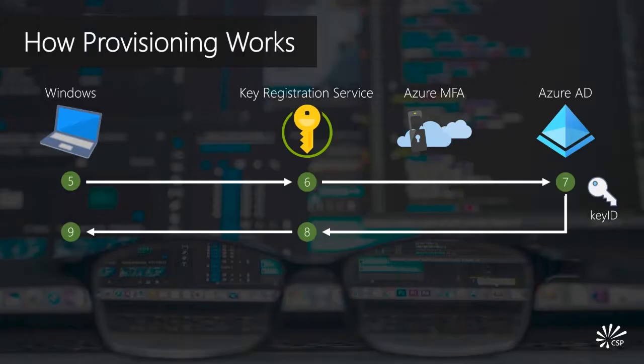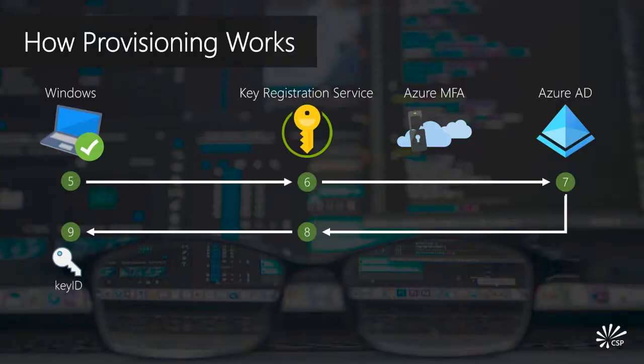Azure AD is then going to create a key ID for the associated credential and send it back to the key registration service, who is really just going to forward that back onto Windows. It kind of just passes right through. By receiving the key ID from Azure AD, Windows then knows Azure has accepted the key credential, the public key. It has added it to the user's object in Azure AD. And so Windows says, hey, I'm going to mark the provisioning process complete.